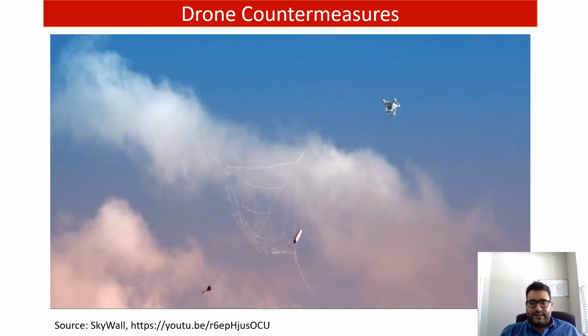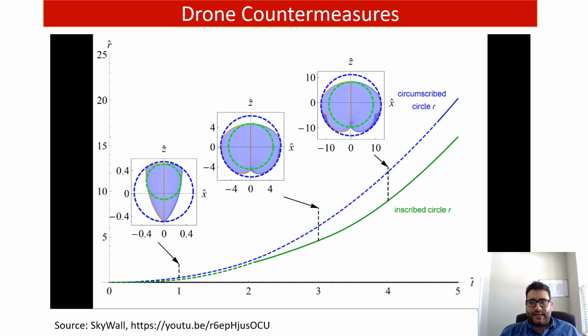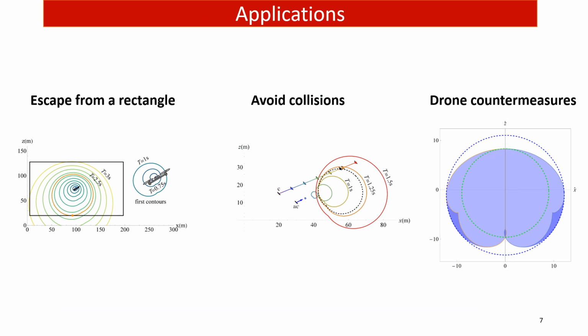Knowing the reachable set is also useful for drone countermeasures, such as capturing or destroying a rogue drone. These are the three applications we use in our paper. Now, let us start with the theory.